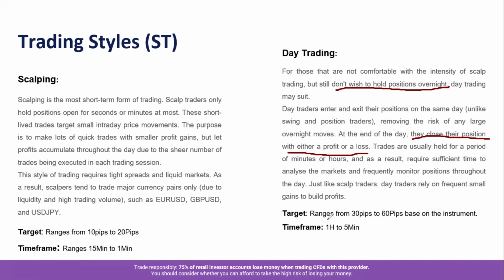And lastly, their target ranges from 30 to 60 pips. That's all. They don't really need much because it's during the day. So they don't mostly extend their stop loss and take profit to 120, 150. No, they don't do that, unless they are trading a high volatility or high volume pair like GJ or UJ.